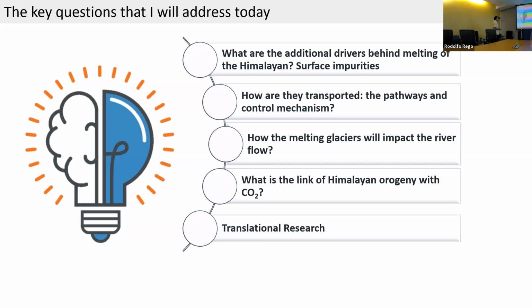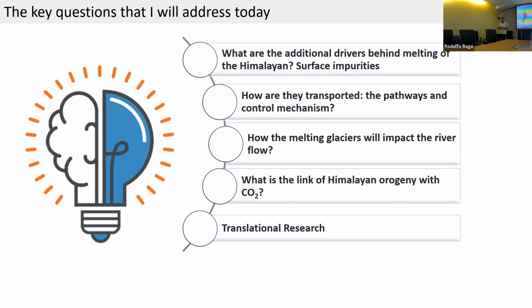The second question is how they are transported. What are the pathways? What are the mechanisms? How are they reaching there? And the third aspect: if they are melting the glacier, how will that impact the river flow? That's where my group has done extensive work in isotope hydrology, where we looked into stable isotopes and other conservative tracers to see where the water is coming from.